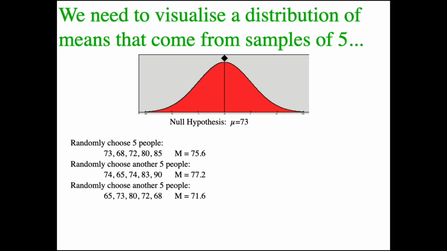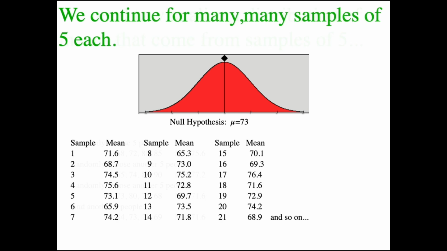Randomly choose another 5 people. They give me a mean of 71.6. And then another 5 people, and they give me a mean of 71.6 as well, but they have different scores. And I would keep doing this over and over again. So we continue for many, many samples of 5 each, just grabbing 5 people at a time from the overall population and figuring out what their mean is.